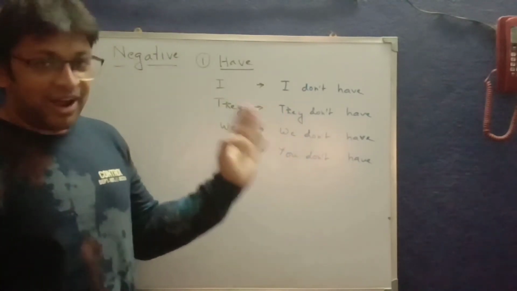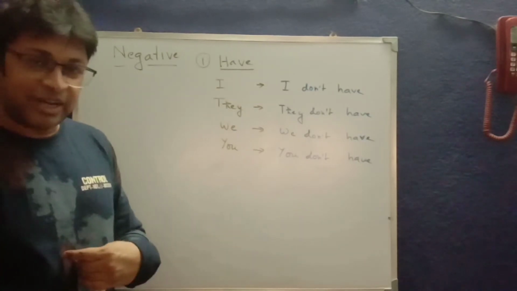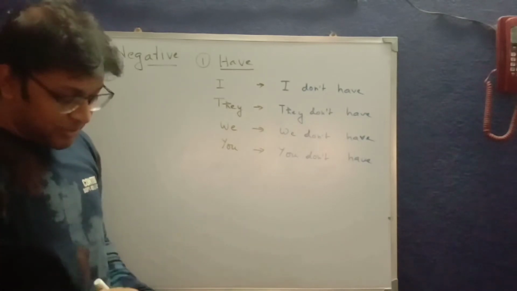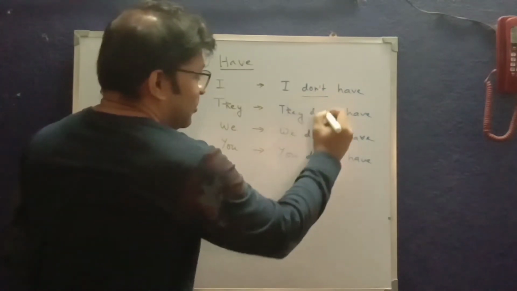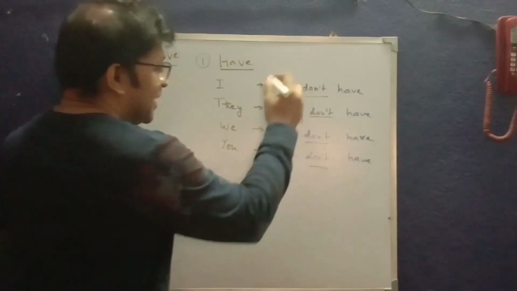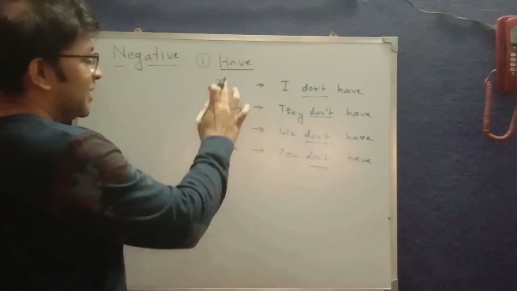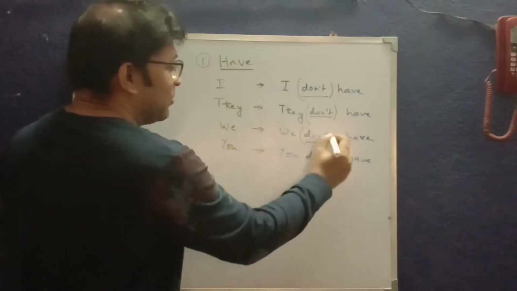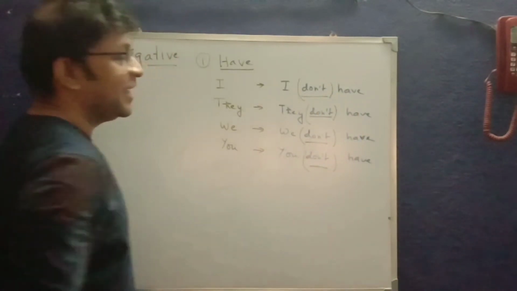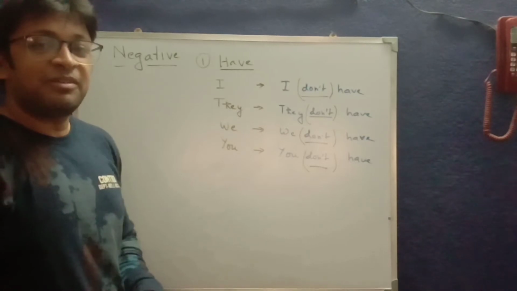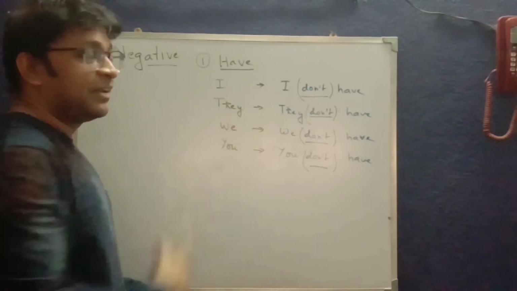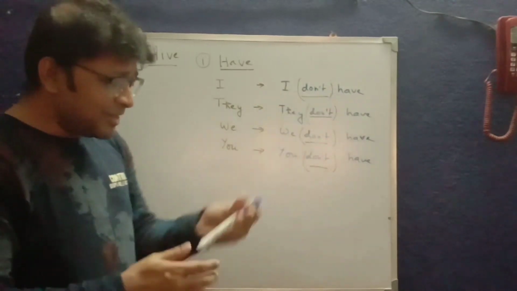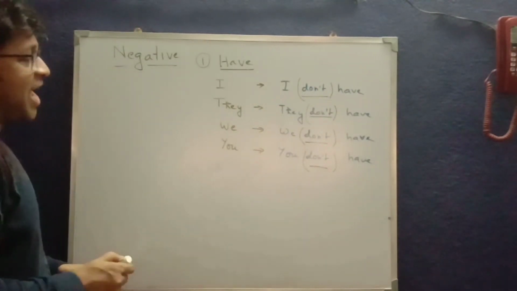You don't have, I don't have, he don't have, she don't have. All these things are being used like this. So you have to remember these things. In case of plural form, you will be using don't. I don't have, we don't have, you don't have, they don't have. So you have to be very careful while you are using the negative form with have.